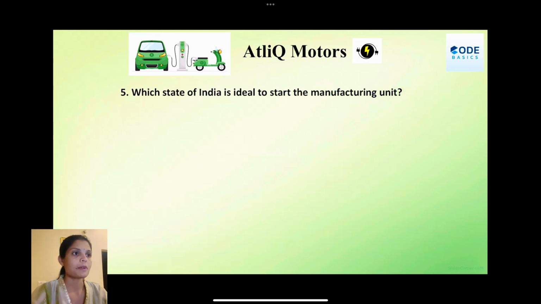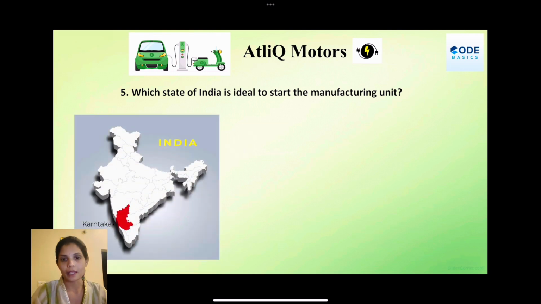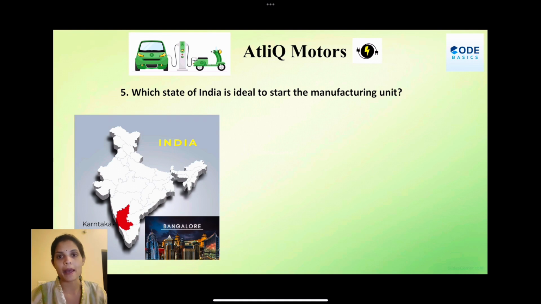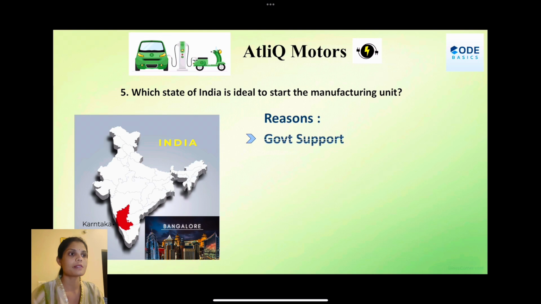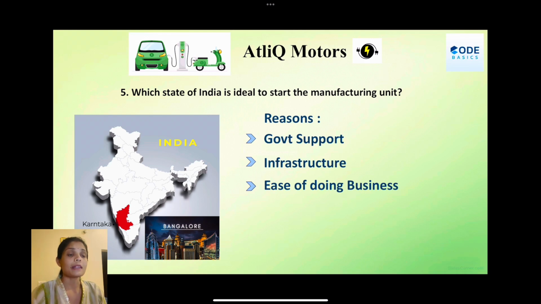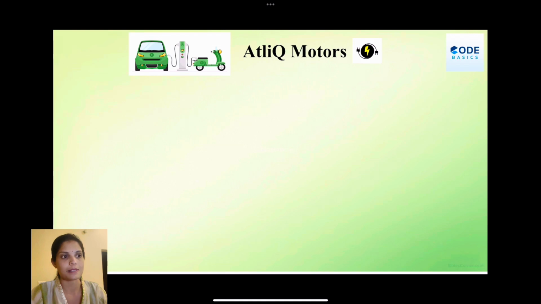Now coming to question number 5, which state of India is ideal to start the manufacturing unit? My recommended state is Karnataka, especially Bangalore, as an ideal location for setting up a manufacturing unit for Atliq Motors. The reasons are: Karnataka offers numerous incentives for EV manufacturers, including tax breaks and subsidies. It has well-developed infrastructure and proximity to technology hubs. Karnataka ranks high in ease of doing business and has a supportive business environment. It has availability of a skilled workforce in the tech and automotive sectors.